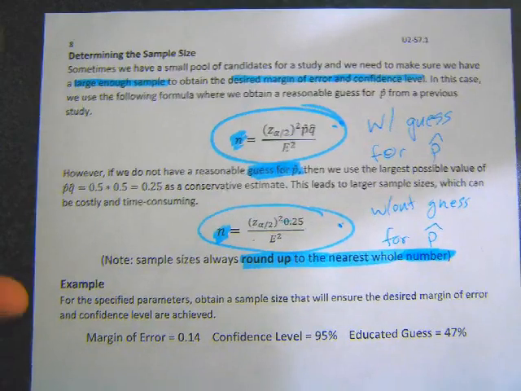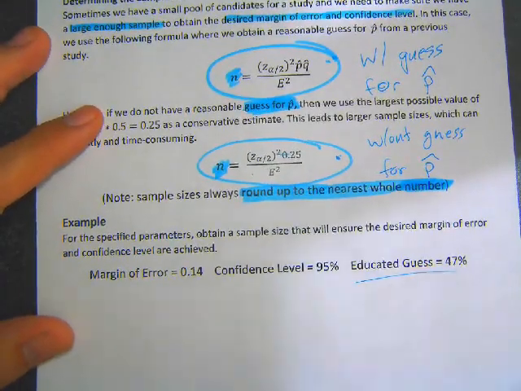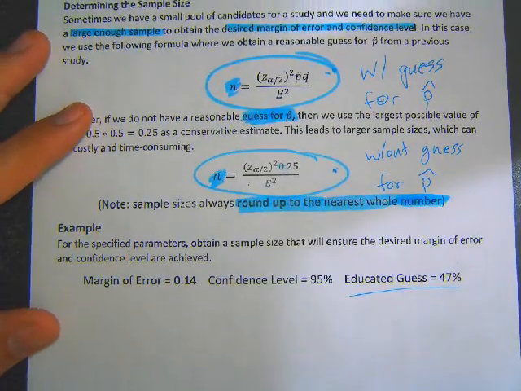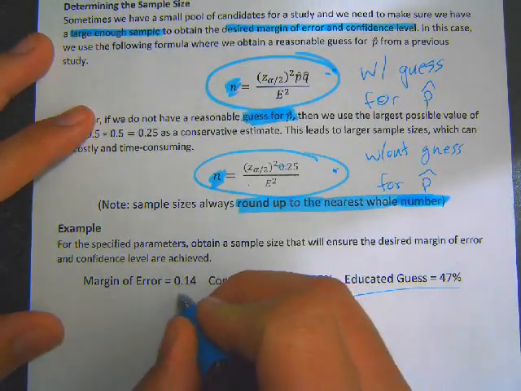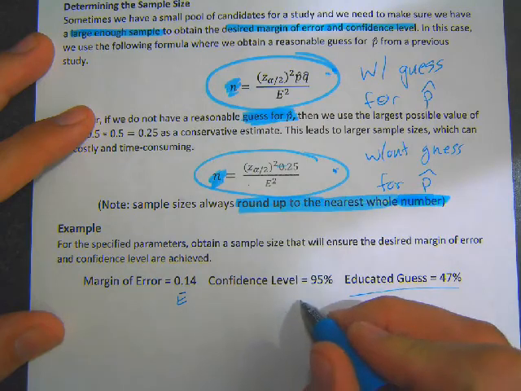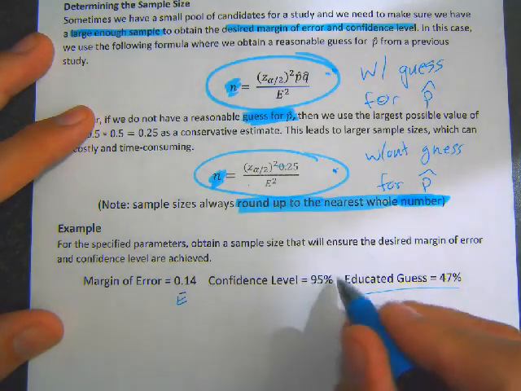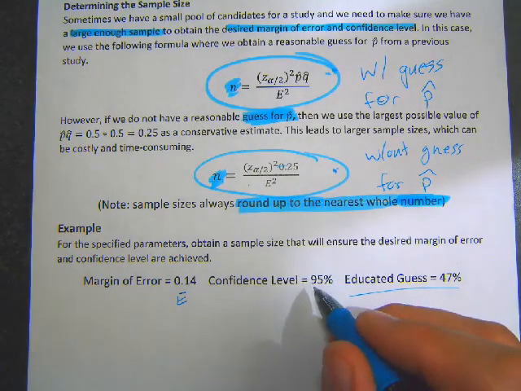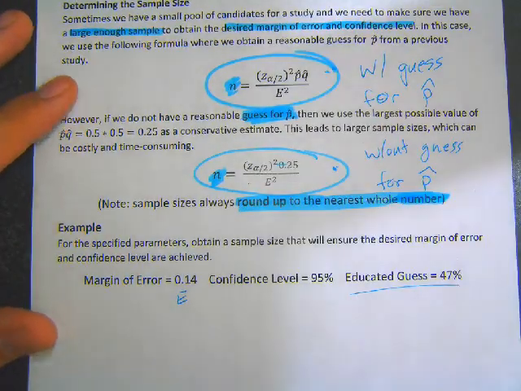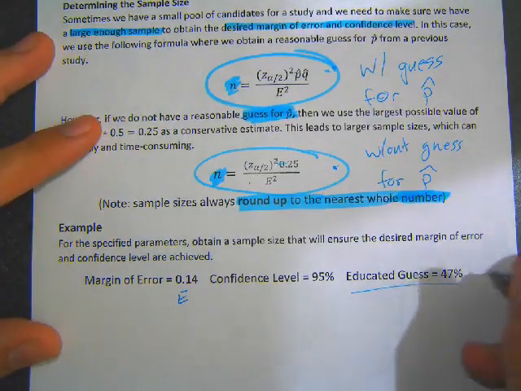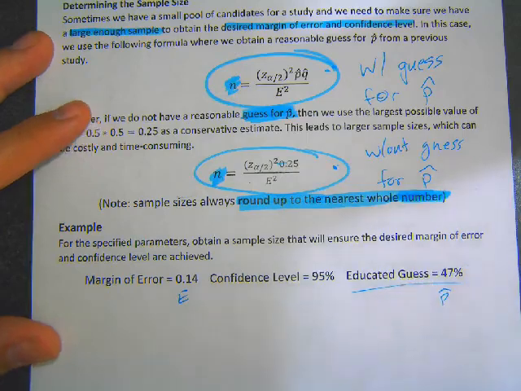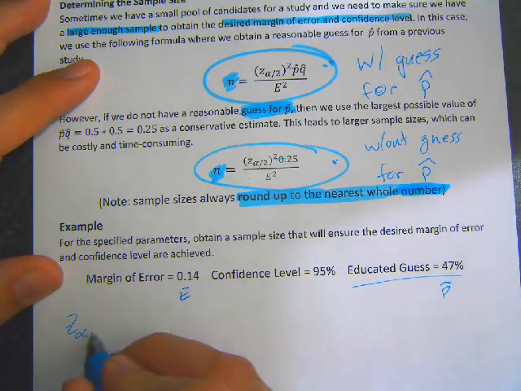So let's do it. We'll do two. We'll do one with an educated guess, and then we'll do one without. So they'll give you information. They'll give you the margin of error, that's our E. The confidence level, which we'll use to get the critical values, and then the educated guess, which is going to be our p hat.